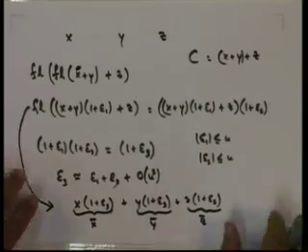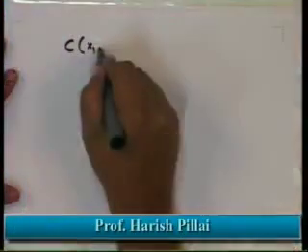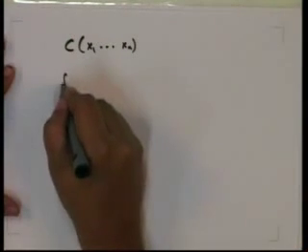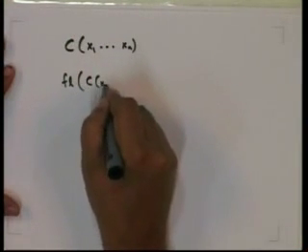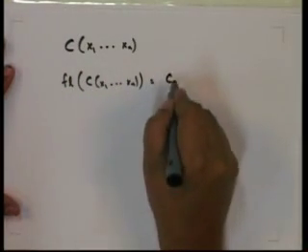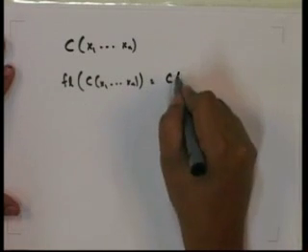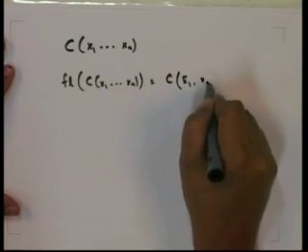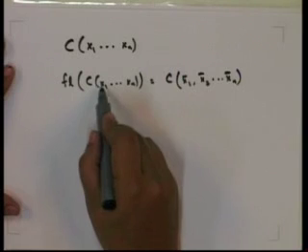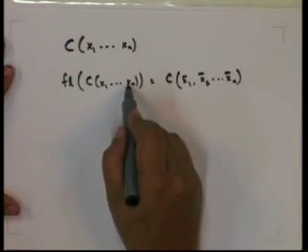So what I mean by that is, suppose you have a computation which involves n variables, x1 up to xn. Now what you're saying is FL of C x1 up to xn is really the actual computation of x1 bar, x2 bar up to xn bar, where x1 bar is near x1, x2 bar is near x2, xn bar is near xn.